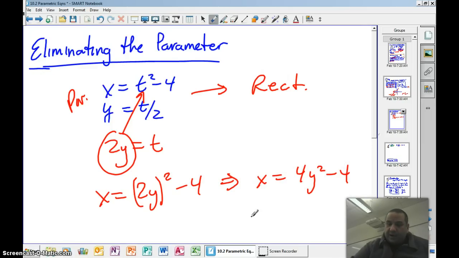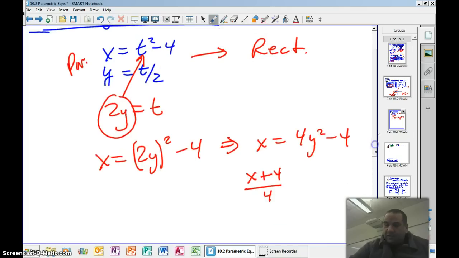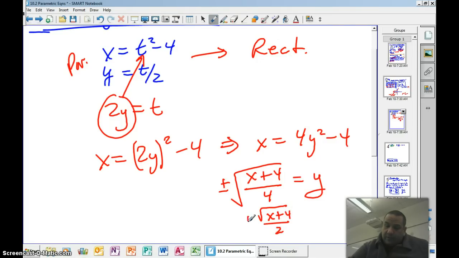Okay, let's put the 4 on that side, so it's x plus 4. Let's divide by 4, and now let's take a square root. And y will equal plus or minus the square root of (x plus 4) over 4. Or you can window dress it and say it's this. That's equal to y. Take that square root of 4 on the bottom. All right? Any questions?